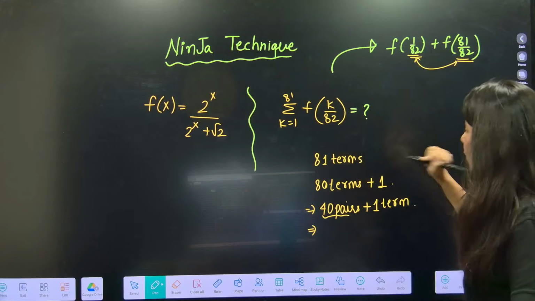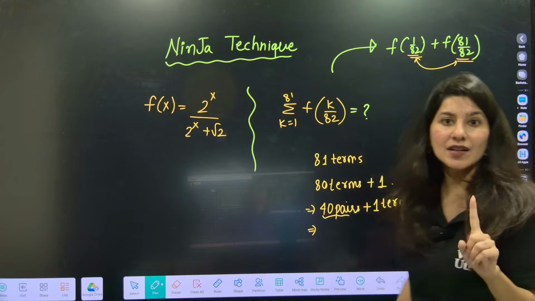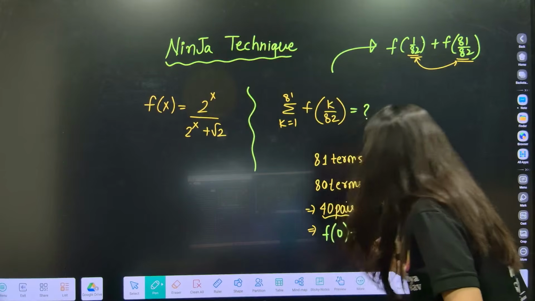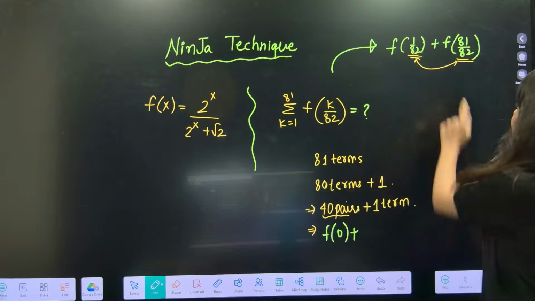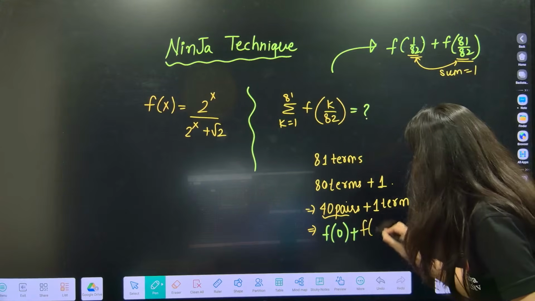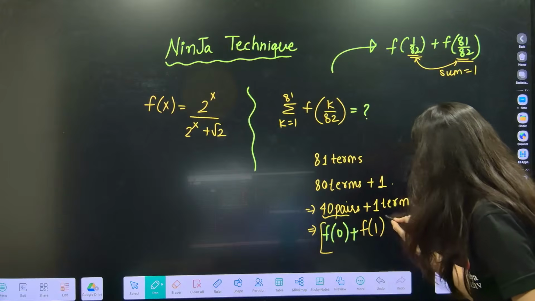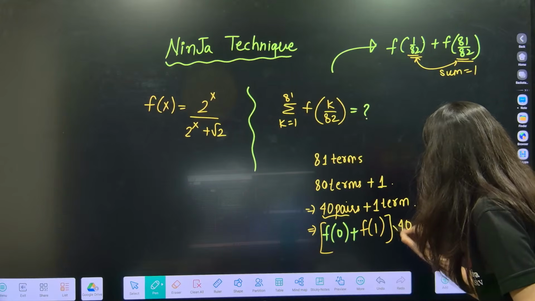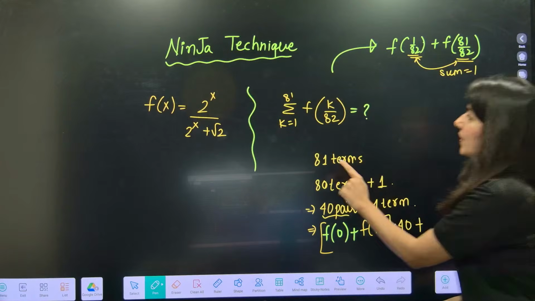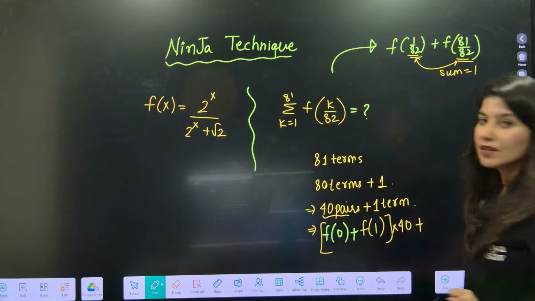Okay. So if the sum is 1, all you have to do is write f of 0 plus f of 1, now what is the sum, ma'am? Sum is equal to 1. How many times? 40 times. Plus that one left out term. All you have to do is find out that middle term over here.